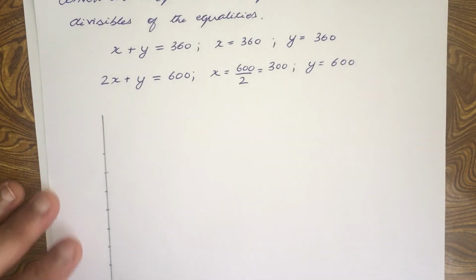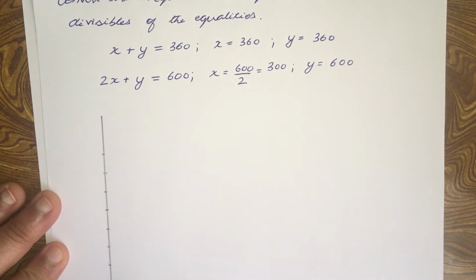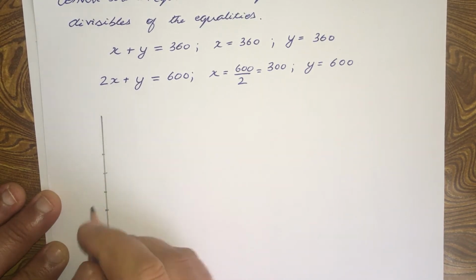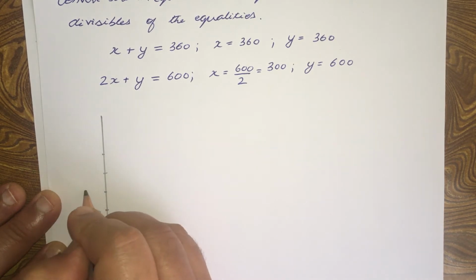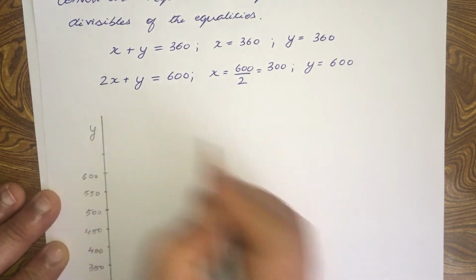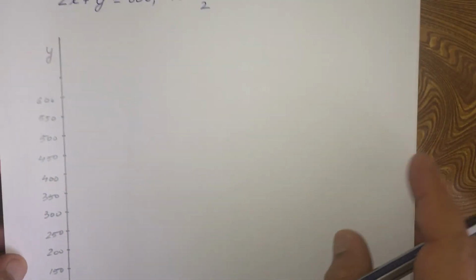Same thing with the y-axis: 50, 100, 150, 200, 250, 300, 350, 400, 450, 500, 550, 600. So this is your y-axis and your x-axis. All right, now let us plot the coordinates.